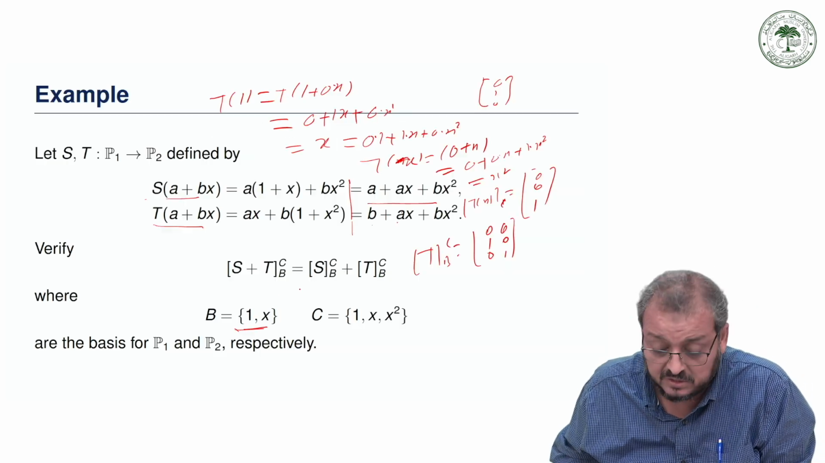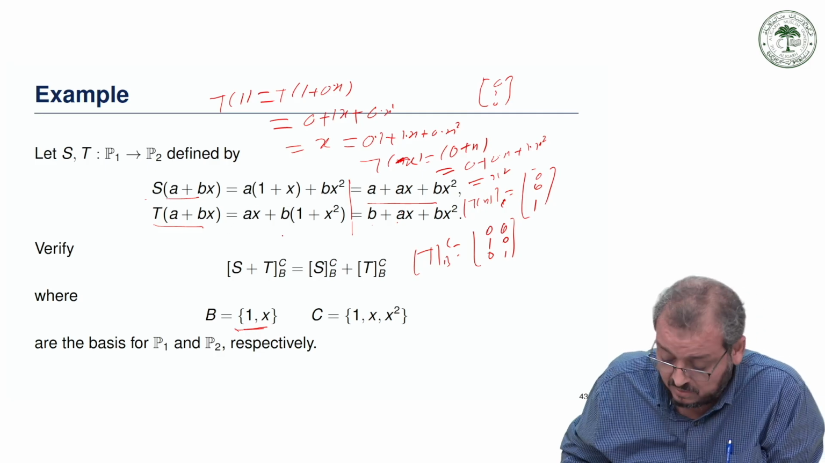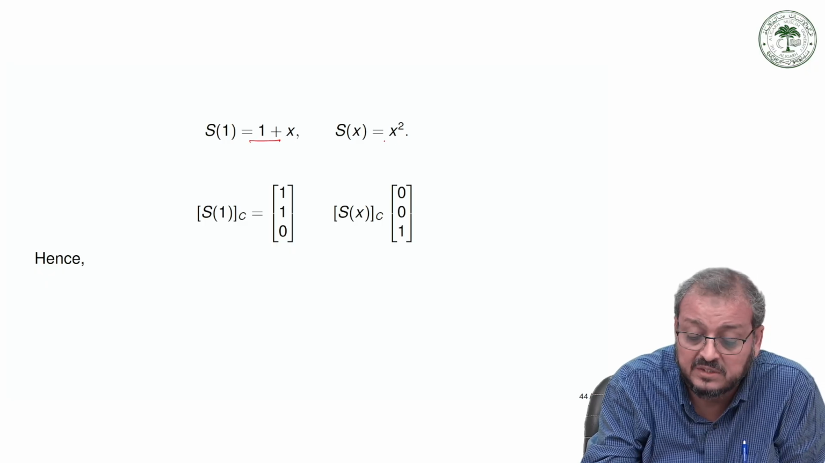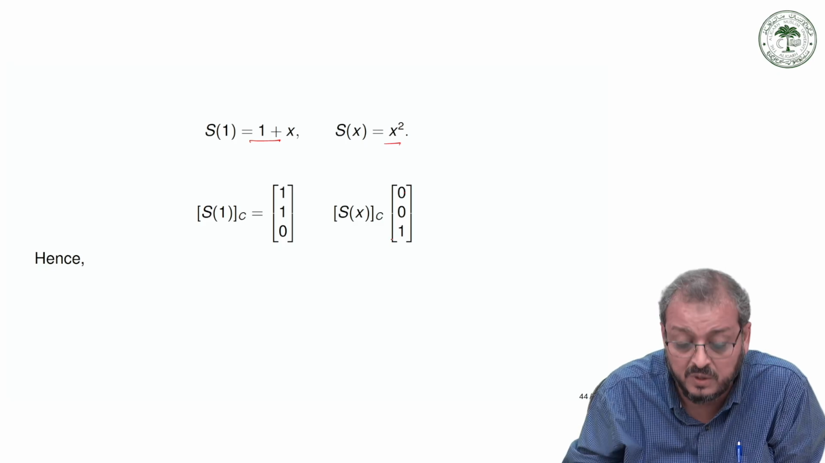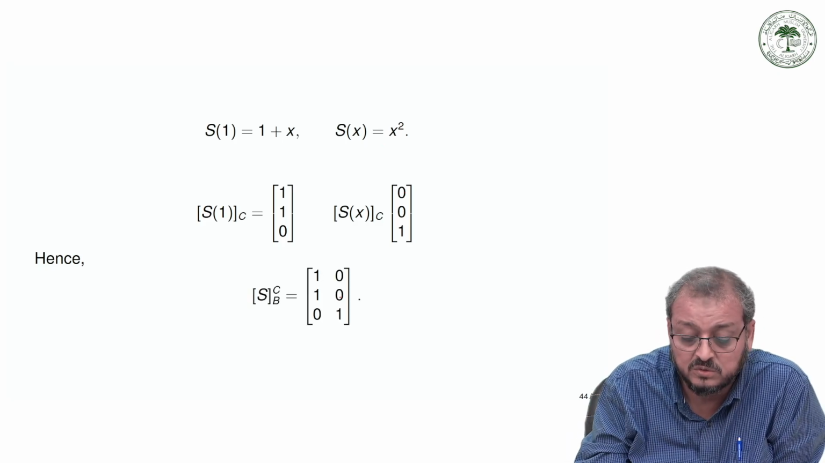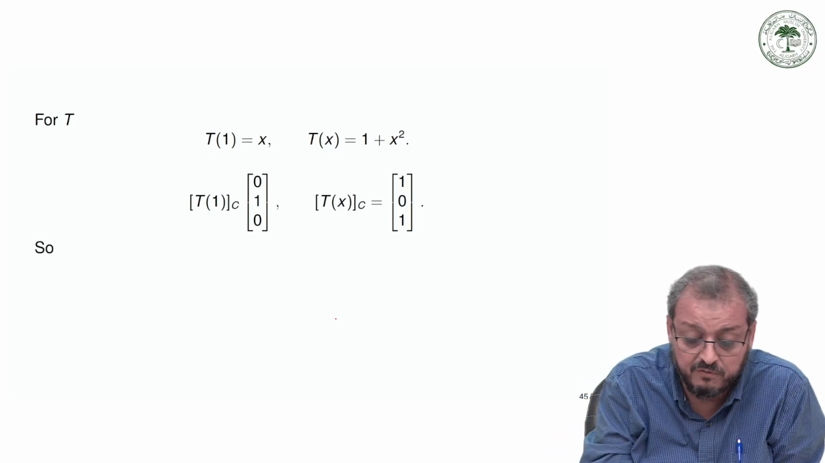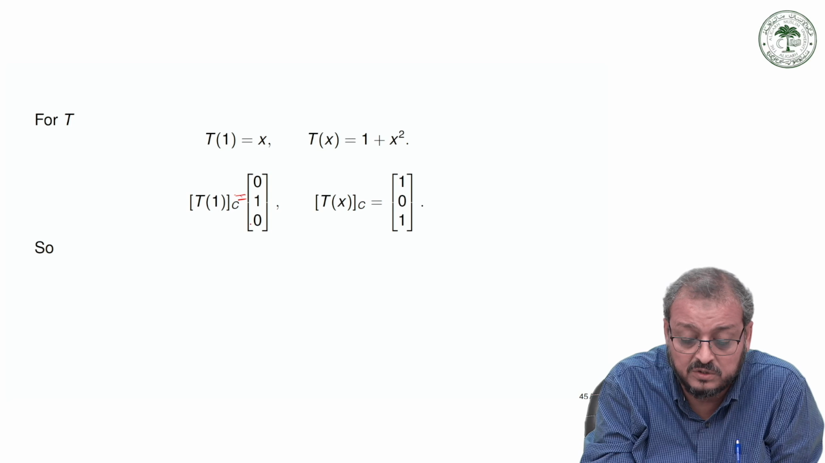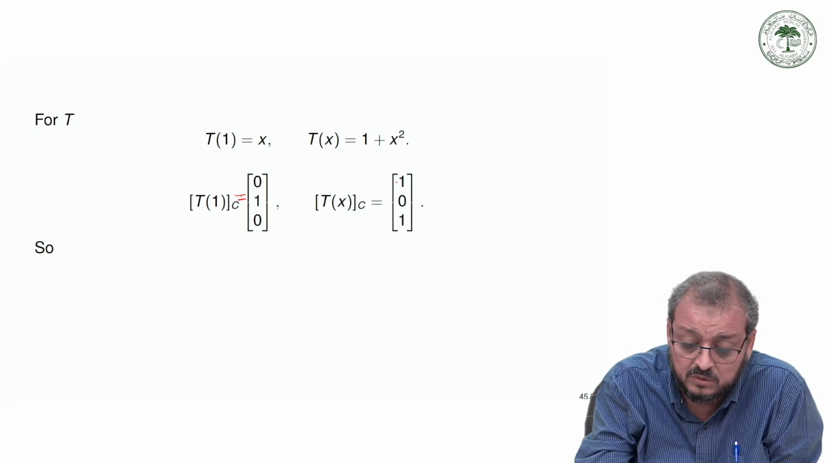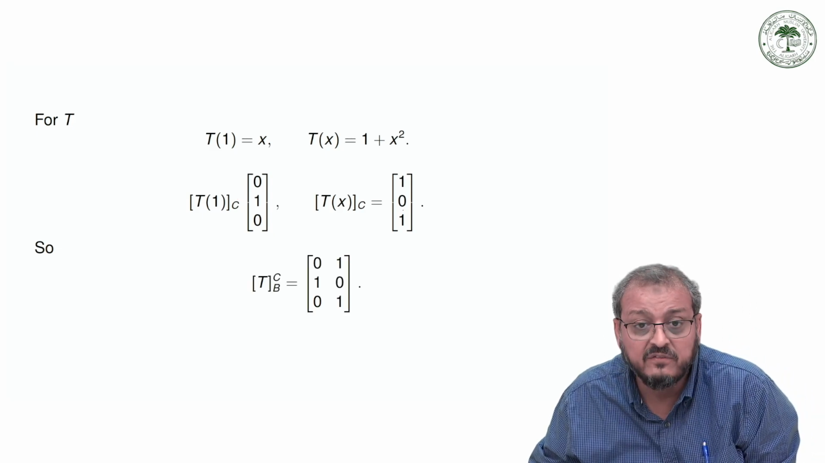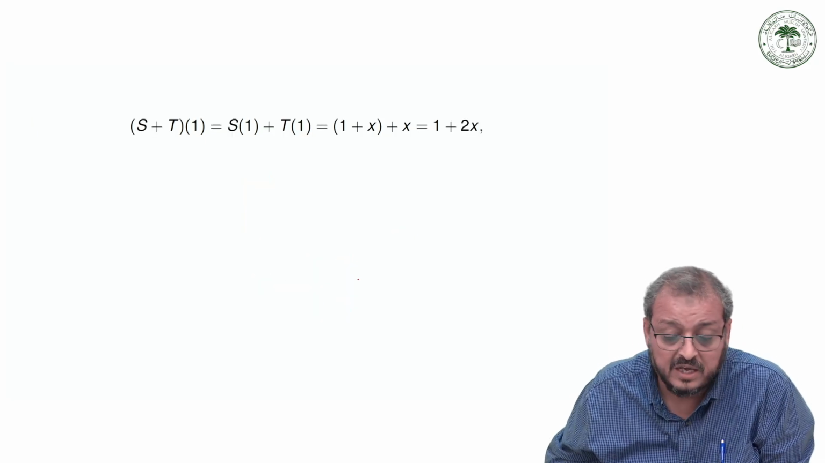Now in similar fashion we calculate S. S is in this form, so we calculate S of 1, x plus 1 and x square. 1 plus x means 1 1 0 and x square means 0 0 1. So S is 1 1 0 0 0 1, and T I already explained how to calculate. So T of B and C is 0 1 0 and this, and now if we add these two, we calculate S plus T.